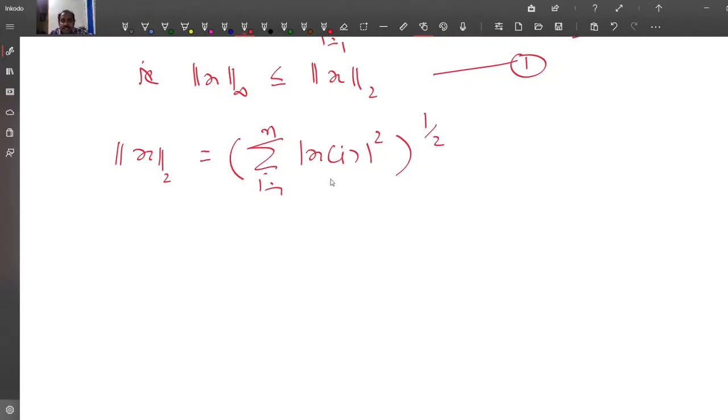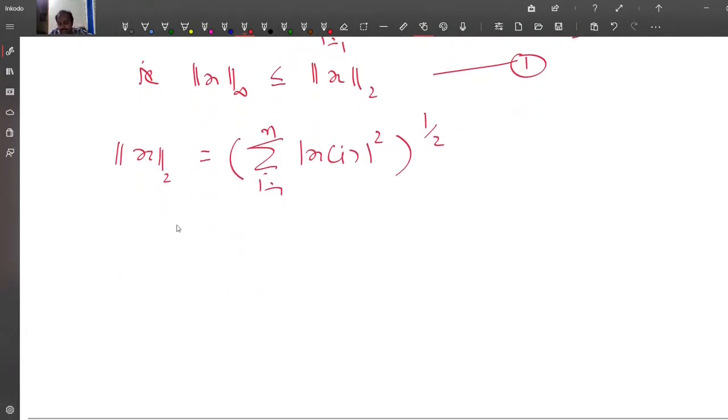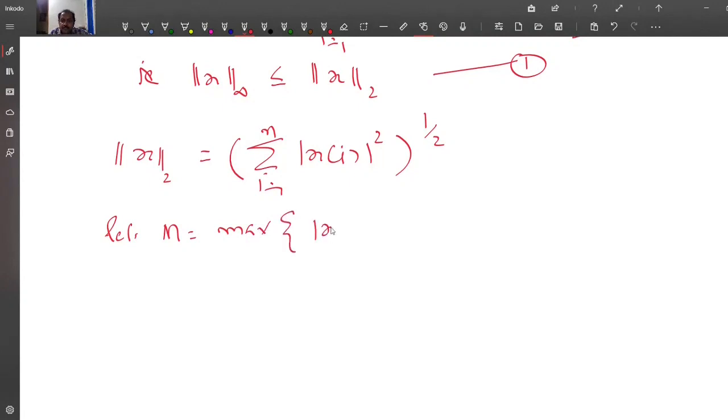And you replace each term modulus of x_i with m, where m is the maximum of modulus of x_i, i equals 1 to n. So you let m equal the maximum of modulus of x_i such that i equals 1 to n. This is actually the sup norm of x.